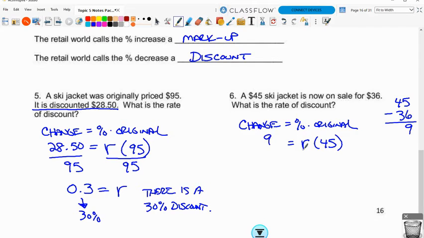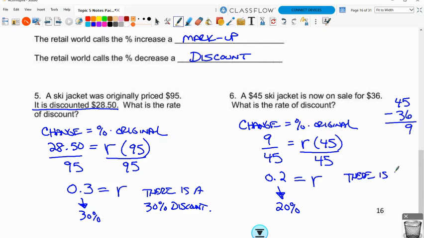R is on the right side of the equal sign. It's being multiplied by 45, so we'll have to divide by 45 on both sides. 45 divided by 45 is 1, leaving us with R on the right. 9 divided by 45, punch that in, and you get 2/10. Convert it into a percent now, and we get 20%. So here we can say that there is a 20% discount.